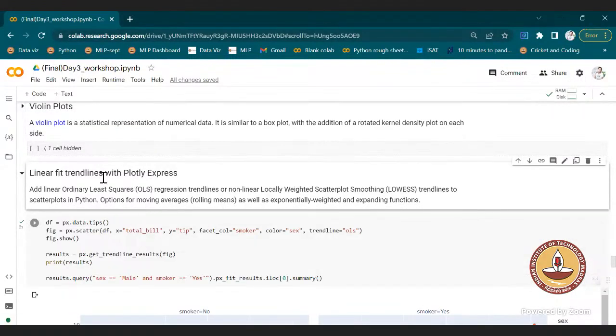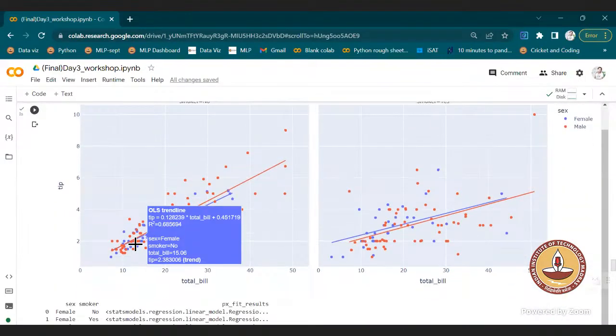Then we have linear fit trend lines with plots. Whoever has completed linear regression knows this.